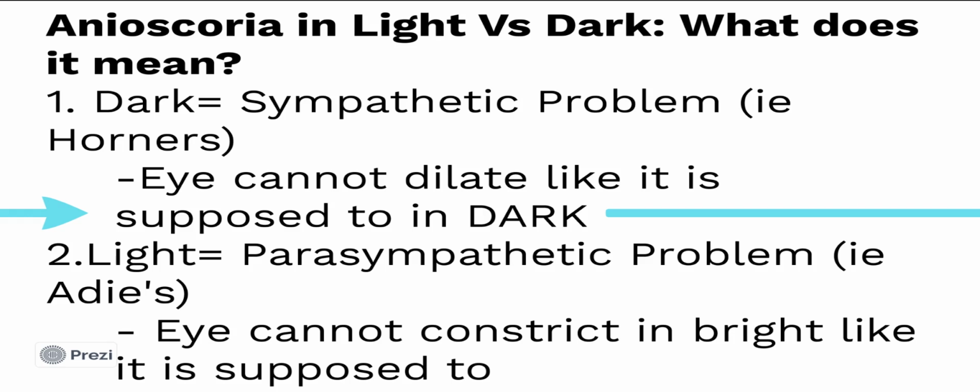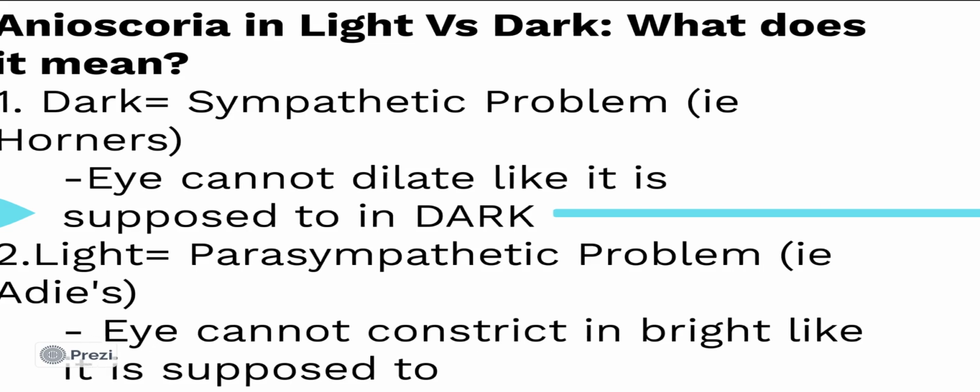Now, in opposite terms, anisocoria greater in light is a parasympathetic problem, like Adie's tonic pupil, because with a parasympathetic problem we've shined a bright light on the eye and it can't constrict. So the difference in size is bigger in light in a parasympathetic problem.